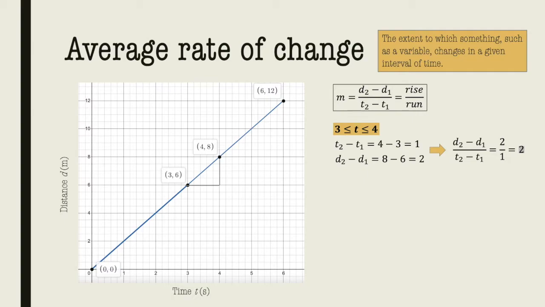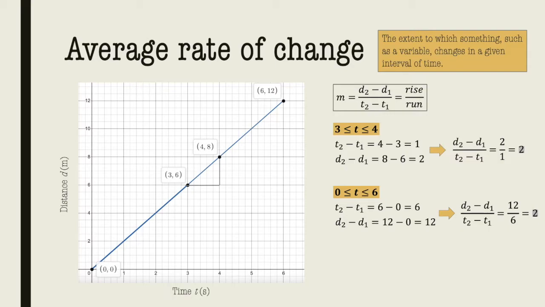We can repeat the previous steps with a new interval, between t equals 0 and t equals 6. The difference between the ends of the interval is 6. The difference between the d-coordinates is 12. And finally, 12 divided by 6 is 2, as was the case previously. Thus, we can see that the average rate of change anywhere on this line, regardless of the interval, is always the same.